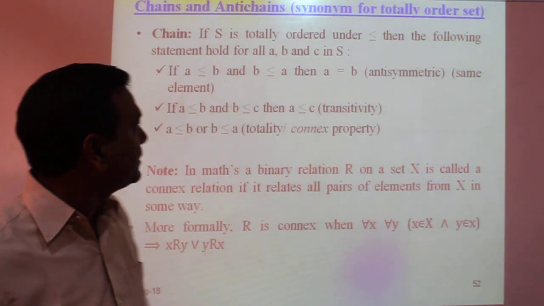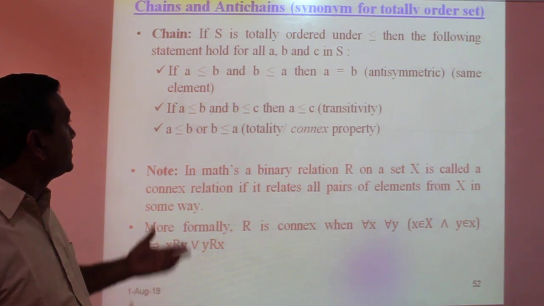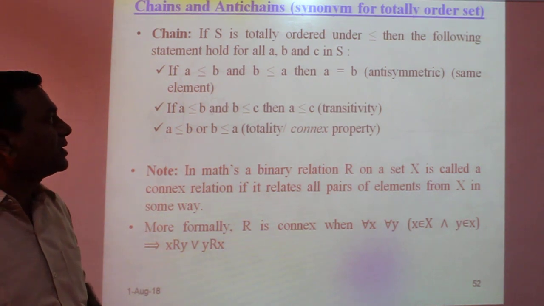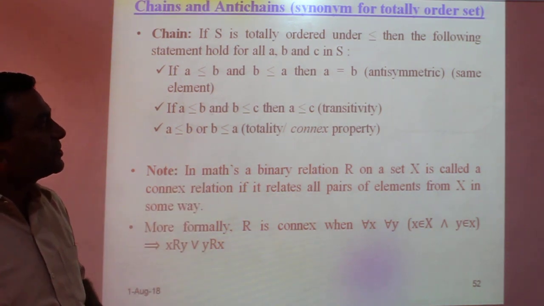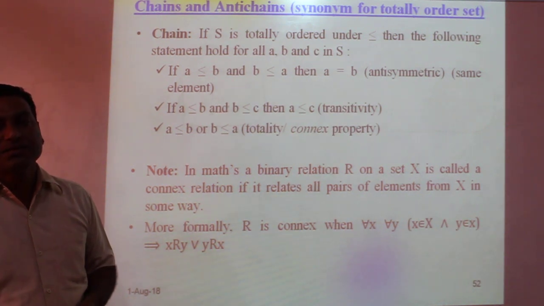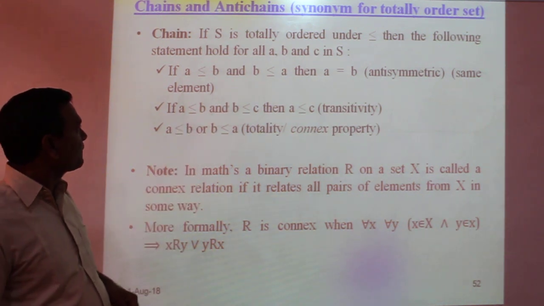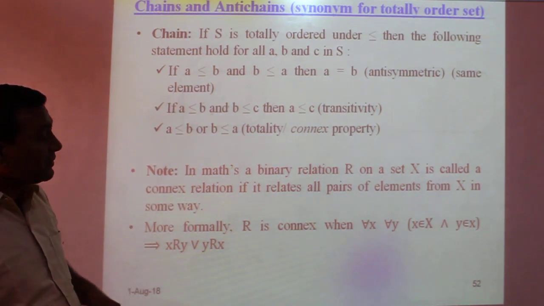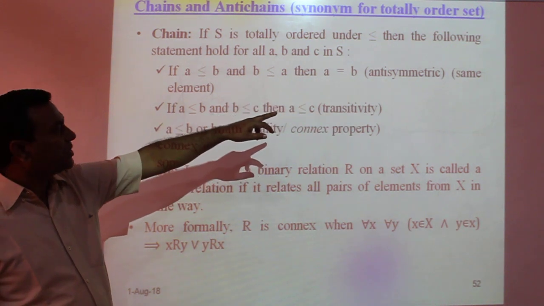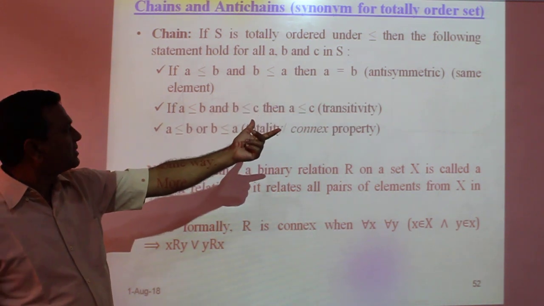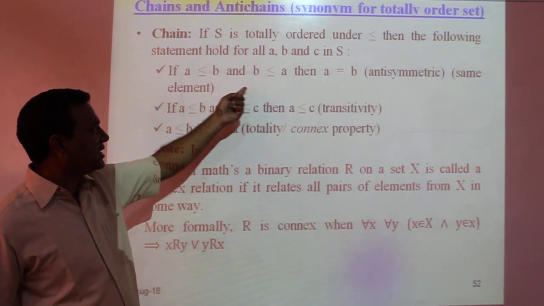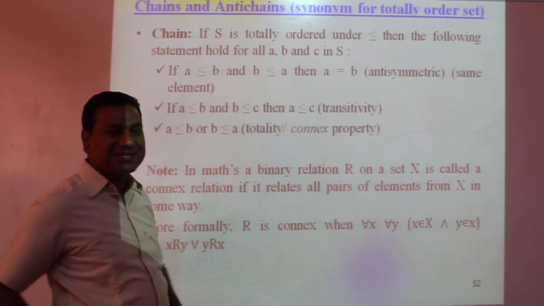Now I will describe the chain. Suppose there is a set S that is totally ordered under less than or equals to. Then the following statements hold for all A, B and C in the set S. If A less than or equals to B and B less than or equals to A, then A equals B. This is antisymmetric.